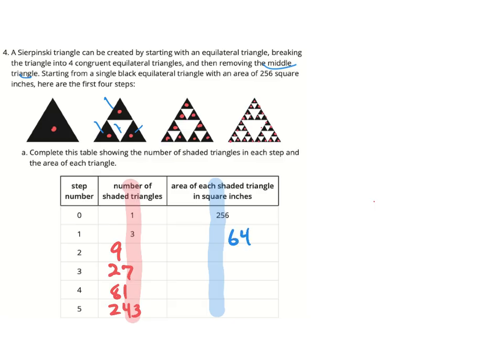Then we took each one of these triangles and divided it into 1, 2, 3, 4 equal sections. So we divided each one of these triangles by 4 again, getting us down to 16. So the pattern is dividing by 4, and that gets us down to 4, to 1, and to 1/4. If you can't see that, rewind this back and see if you can figure out the pattern.